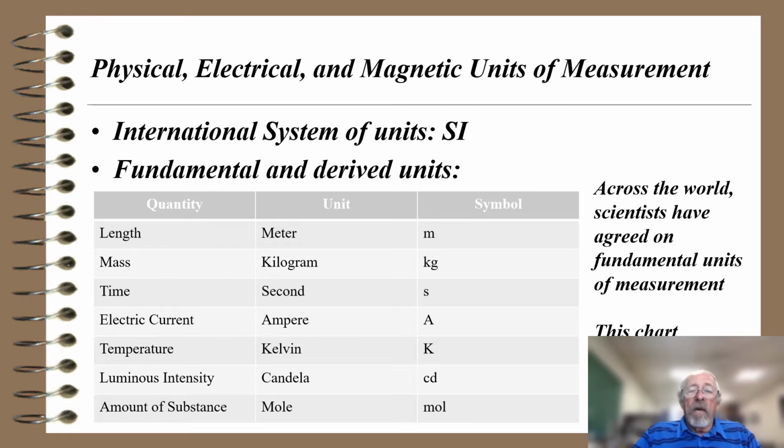Temperature is in degrees Kelvin, which is capital K. That's something you may not be familiar with because most of us use either Celsius or Fahrenheit. Luminous intensity is the candela, or small cd, and the amount of a substance is called the mole, or small mol.